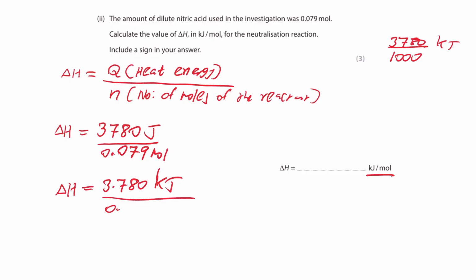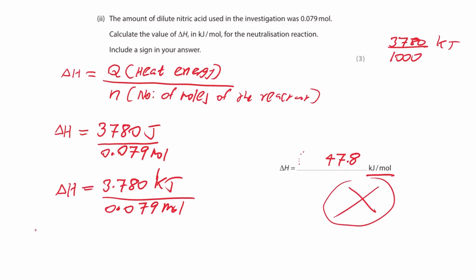Divided by 0.079 moles. When you do this part, you get the answer as 47.8 kilojoules per mole, and that is wrong. Why? Because there's a sign.